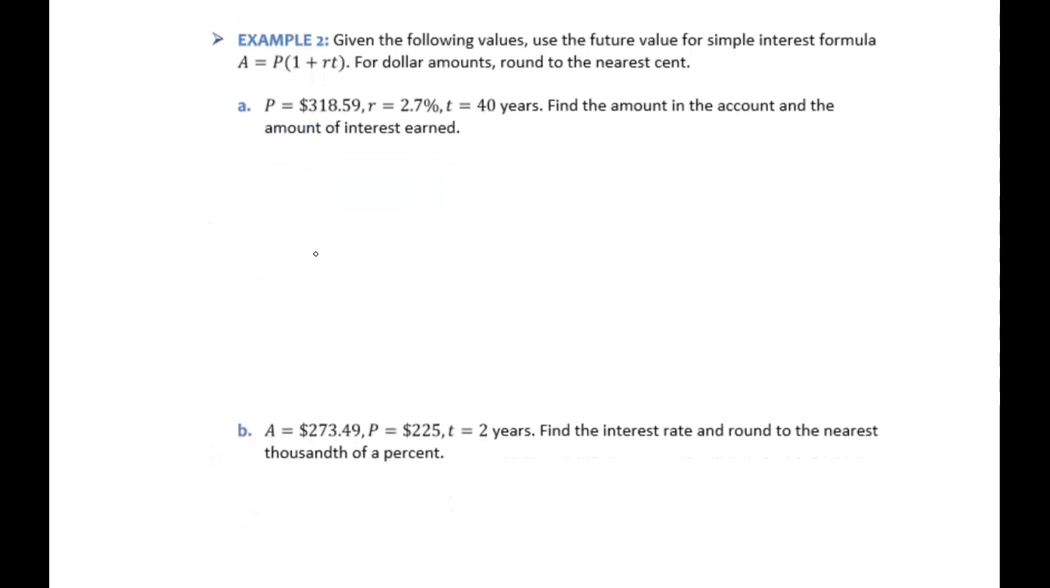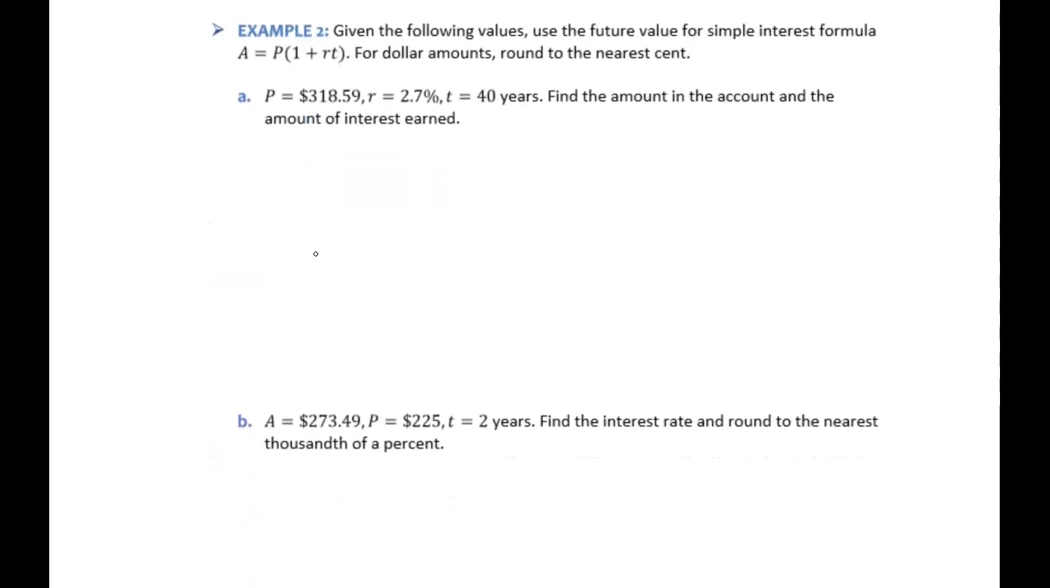Example 2. Given the following values, use the future value for simple interest formula, A equals P times 1 plus RT. For dollar amounts, round to the nearest cent. So given a principal value of $318.59, an interest rate of 2.7%, which I will use as 0.027, right? I will change that to a decimal, and a time of 40 years.